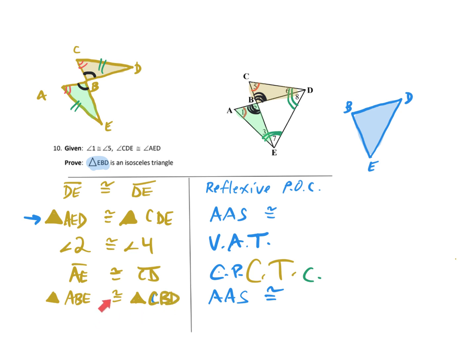All right, and now that those triangles are congruent, remember what we're trying to do. What was our destination? Showing that this blue triangle, EBD, is isosceles. And how will we do that? We'll show that these sides here are congruent. And is BE congruent to BD?